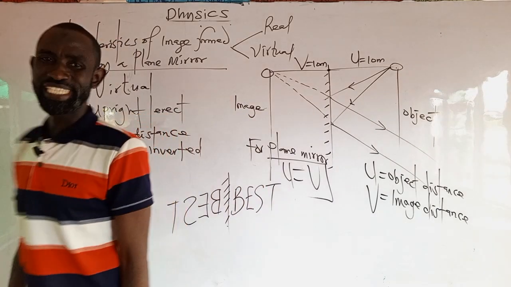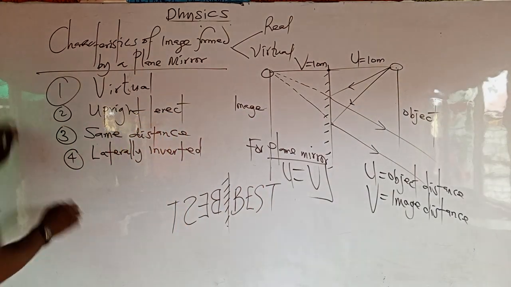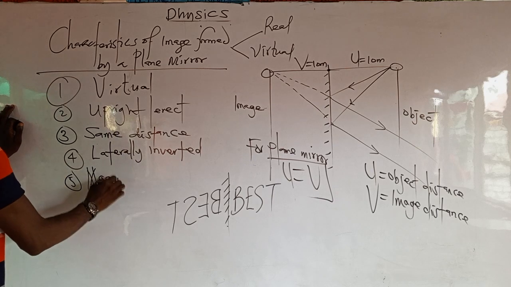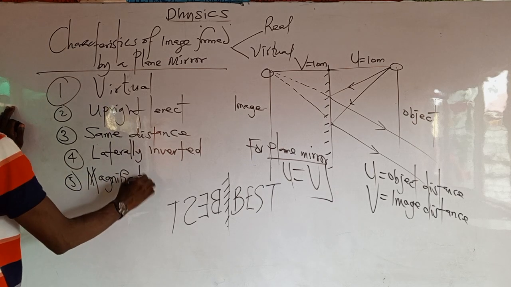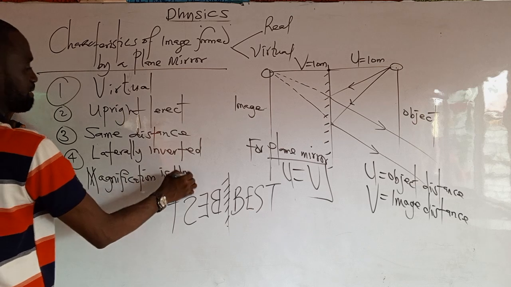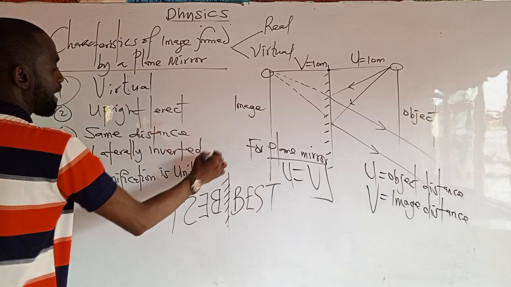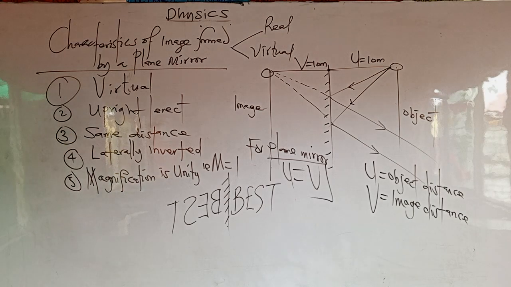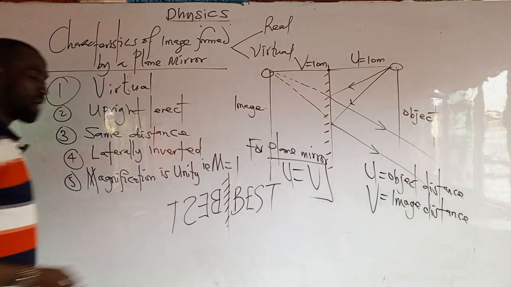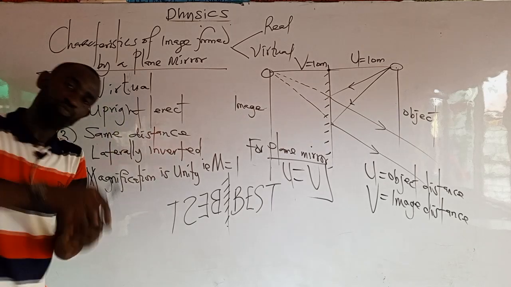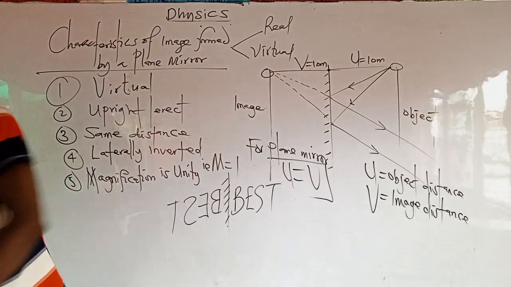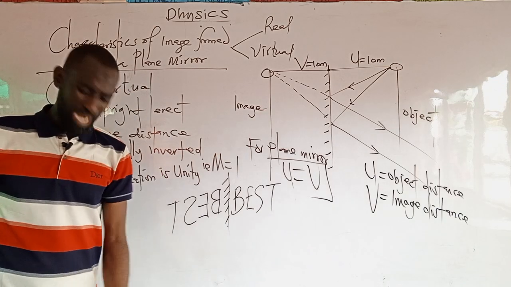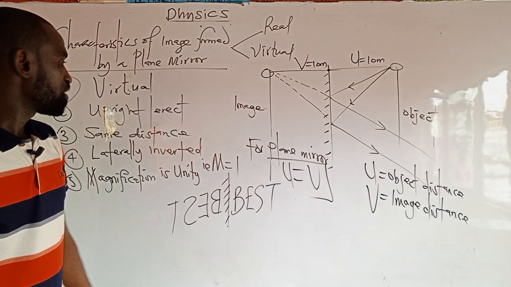Magnification is what now? Is unity. Fifth one. Magnification is unity. What does it mean? It is our M equals 1. So this now goes to what we call another thing entirely. What's next? We have linear magnification. We have angular magnification. But in this mirror, we are talking about linear magnification. What's now the formula for linear magnification?